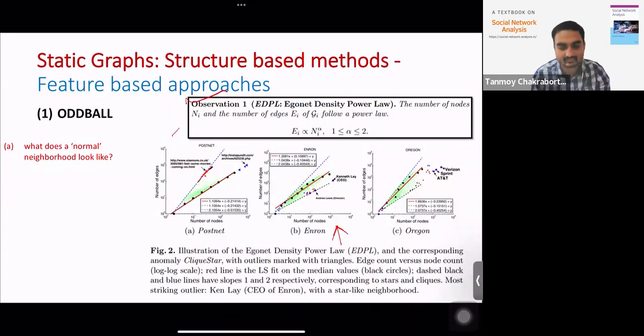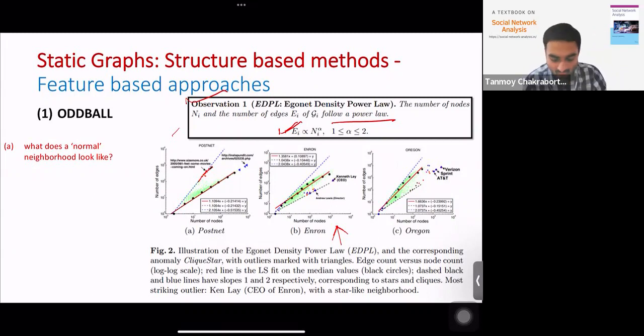So what they suggest is that their first observation was that the number of nodes and the number of edges in an ego network follow a power law property, meaning the change of the edges is proportional to the power of number of nodes. You see, Ei is proportional to Ni to the power alpha, where alpha should range between 1 and 2. Now, if an ego network follows this property, then the ego network is normal. If it doesn't follow, then there's some problem.